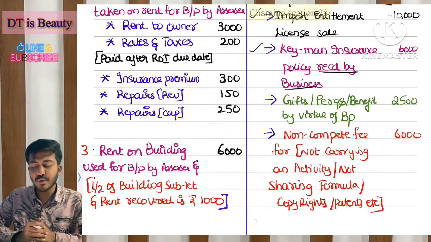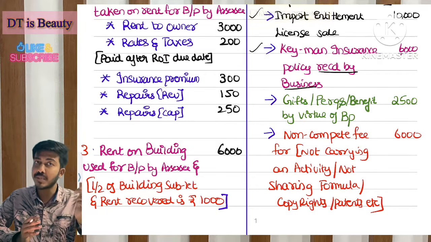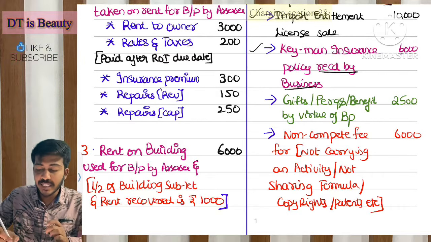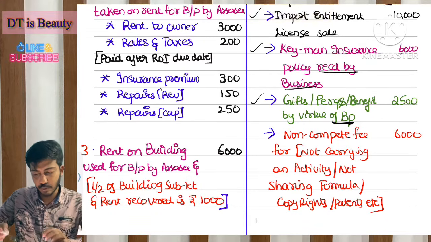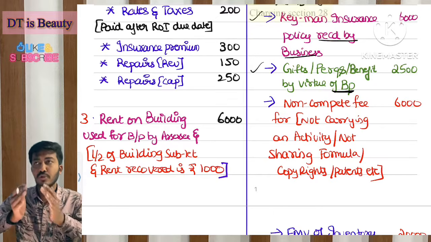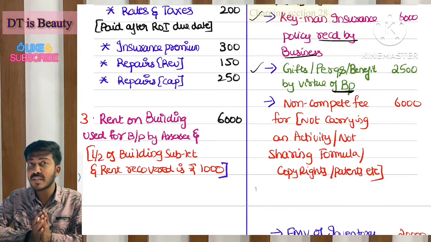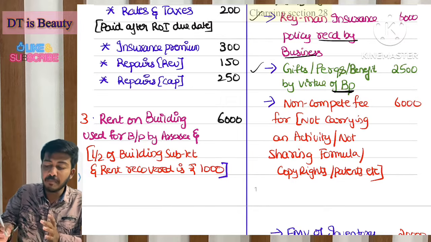Gifts, perquisites or benefits by virtue of business or profession. Any gifts, benefits or perquisites received by virtue of employer and employee relationship should go to salary, whereas this should come for PGBP because it is by virtue of business or profession. Super. And non-compete fee. Suppose I have started an institute, and some other institute similar to my business has come to my area. So I am going to pay them some fee not to do these activities. That kind of fee is called non-compete fee.